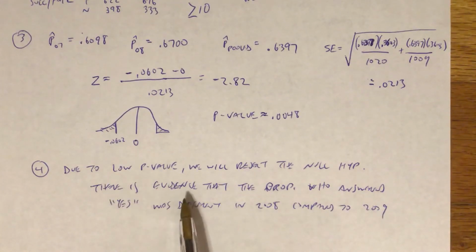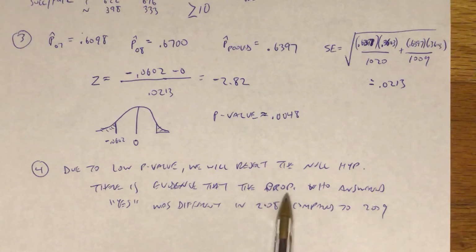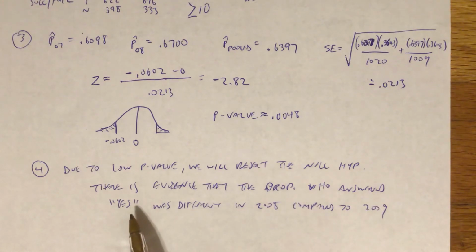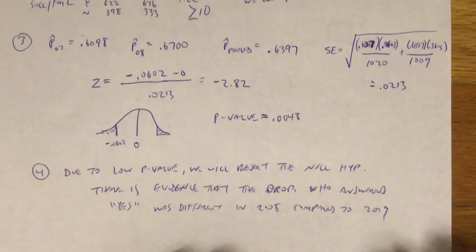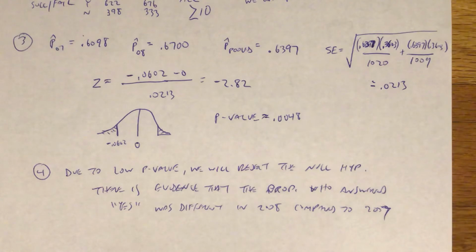It means that I have statistical evidence that the proportion of people who answered yes was different from 2008 compared to 2007. That looks like a 9, so let me make that look better. Now, if I was writing this as a test, I would say a little more than this. I would say the difference in proportion of people who answered yes to the question about commercials being more effective and so on. But hopefully you get the idea.